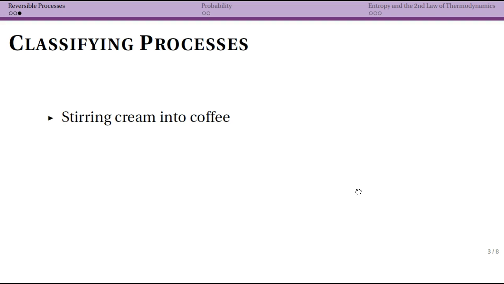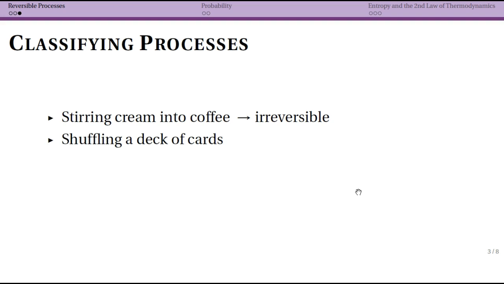If I stir backwards, they don't separate back out. This is an irreversible process. I can't just stir the cream back out of my coffee. So if I play the video backwards, you know that you're seeing it backwards. It doesn't look right. So another example is shuffling a deck of cards.